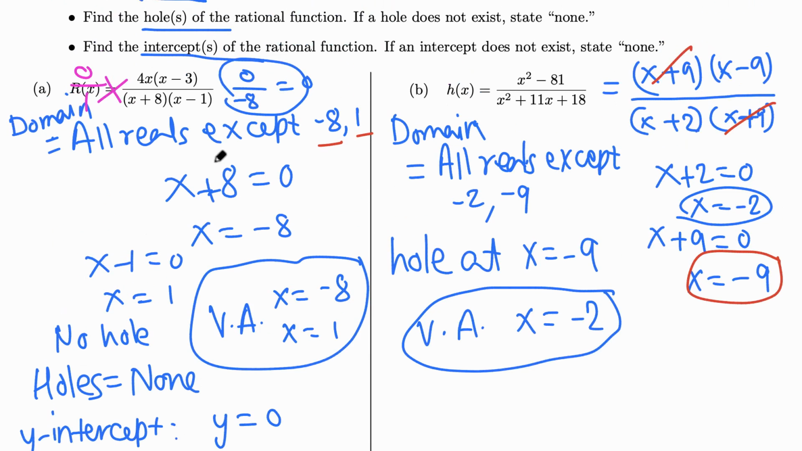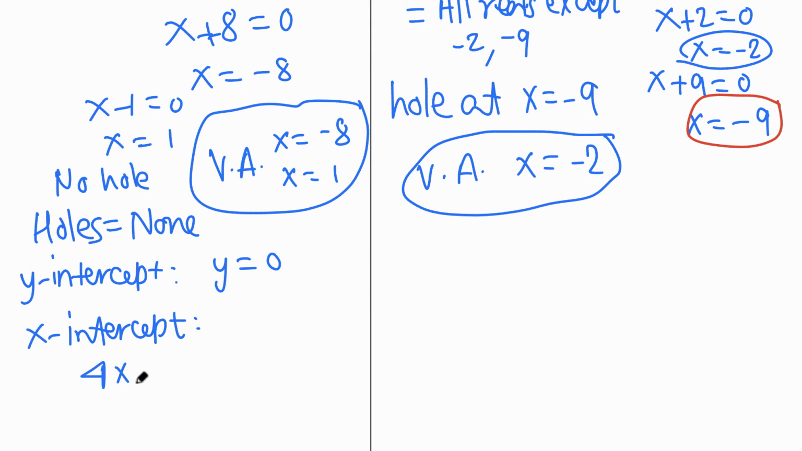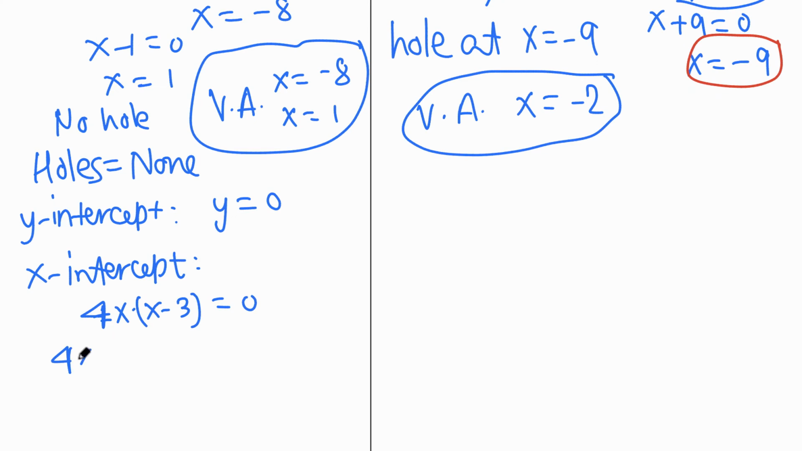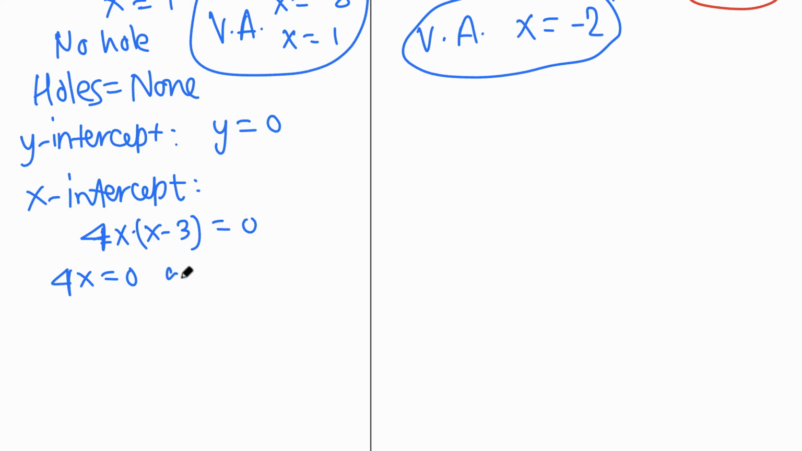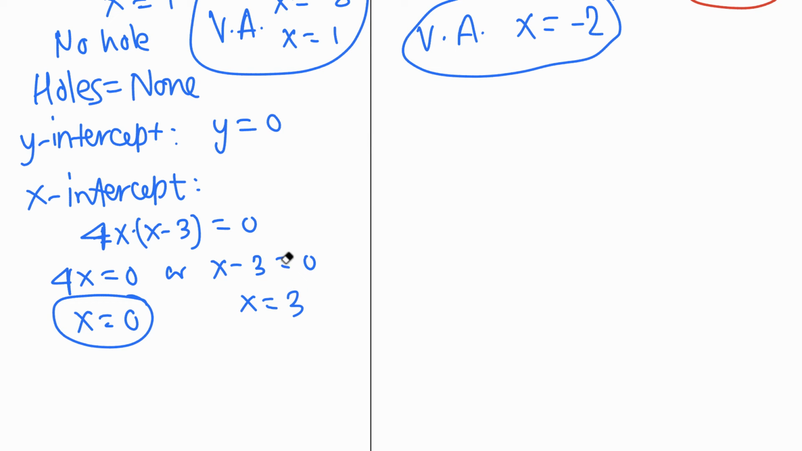Okay, or you can do a little bit of work. So for x-intercept, 4x times x minus 3 equals 0. Either 4x equals 0 or x minus 3 equals 0. We are solving for x. Divide by 4, and add 3. So there are 2 x-intercepts: x equals 3 and x equals 0. Okay.